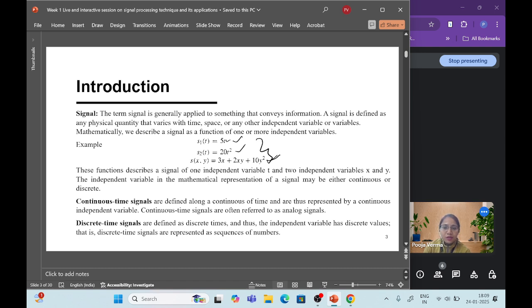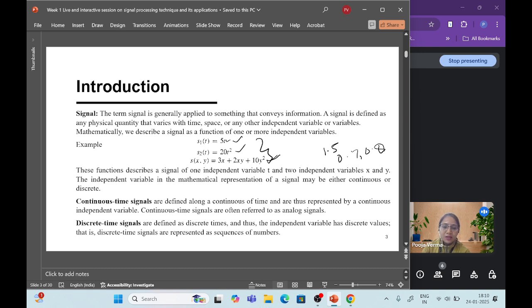So what is a continuous time signal? A continuous time signal is defined along a continuum of time, or it can be represented by a continuous independent variable. It can take any value, for example 1.5, 0.7, 0.8, any value. Continuous time signals are also referred to as analog signals.